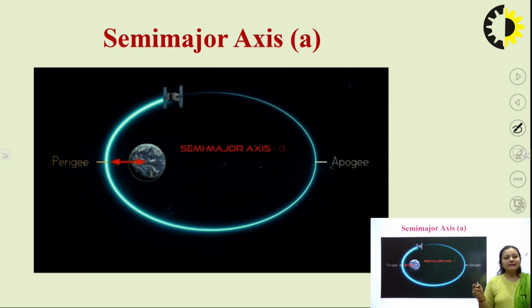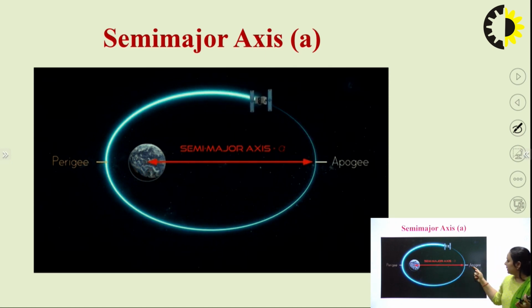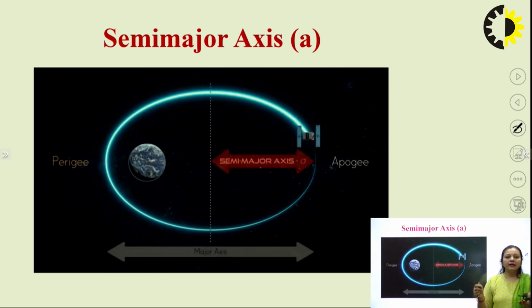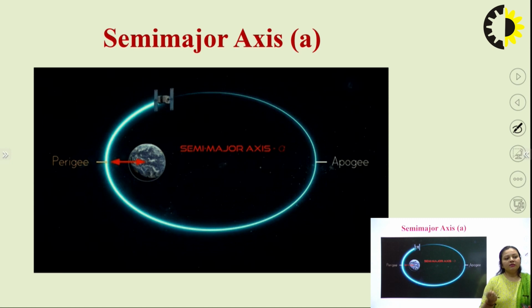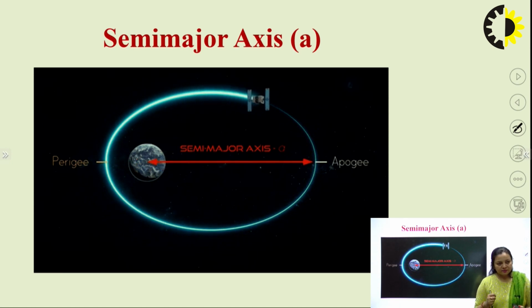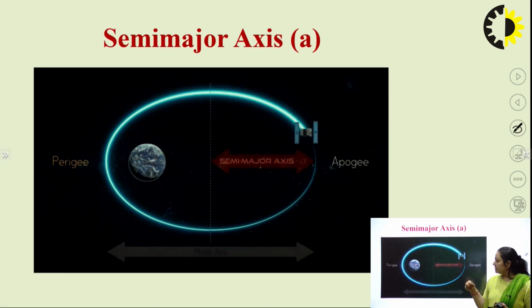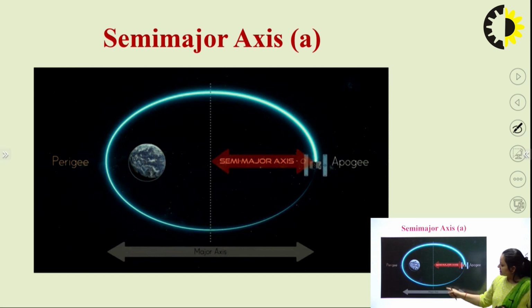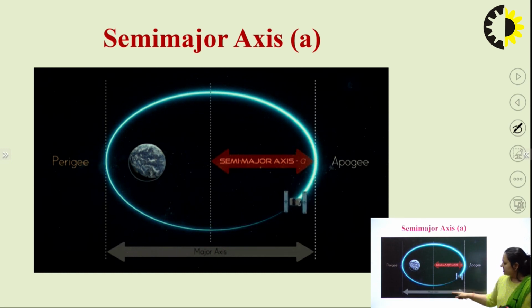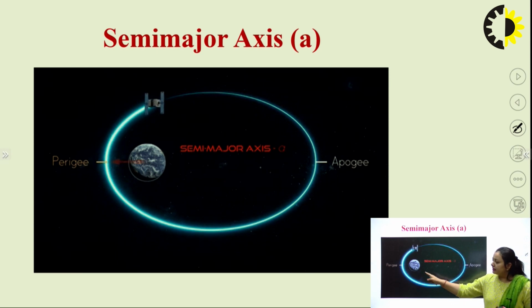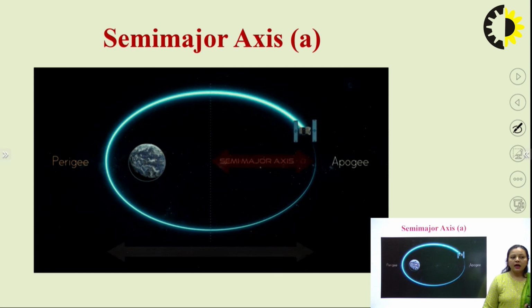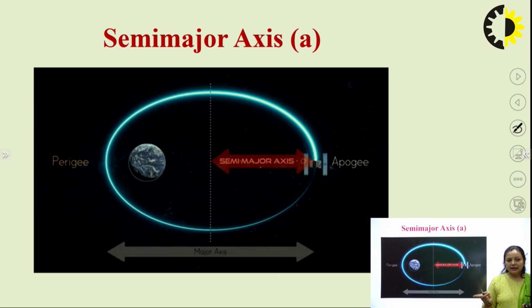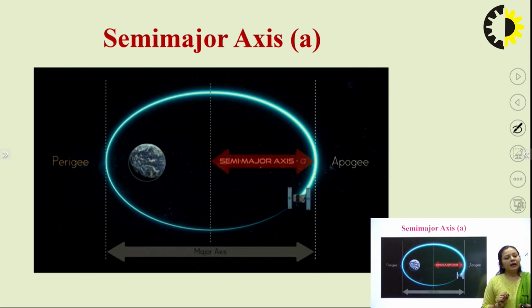The longest distance, that is the perigee to the apogee, we call the major axis. If I have to calculate the semi-major axis, this longest distance will be divided by 2, and it gives us the semi-major axis. So as can be seen from this, the semi-major axis is half of the major axis, and the major axis is nothing but the distance between my perigee and apogee point. Again, we can visualize that the speed of the satellite varies at the perigee and apogee points.